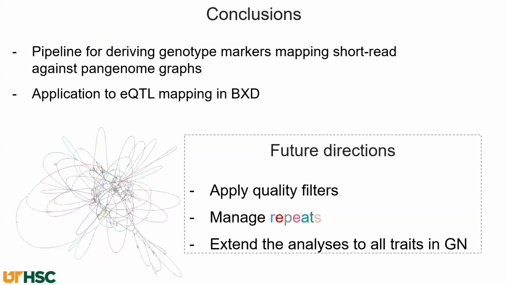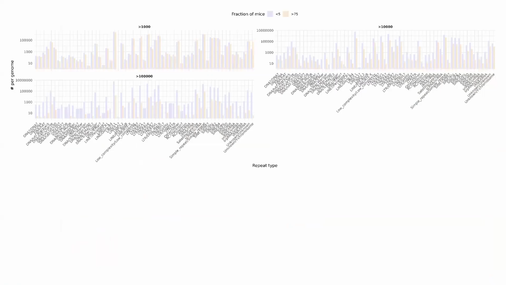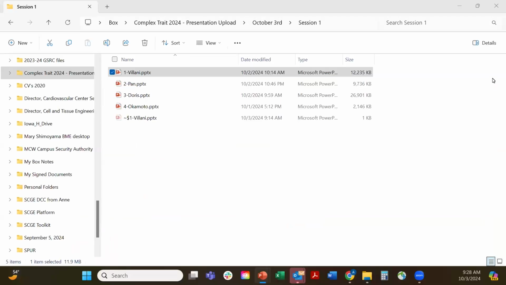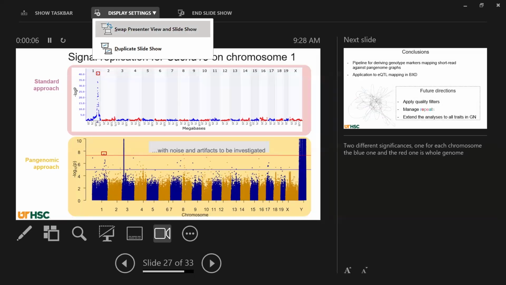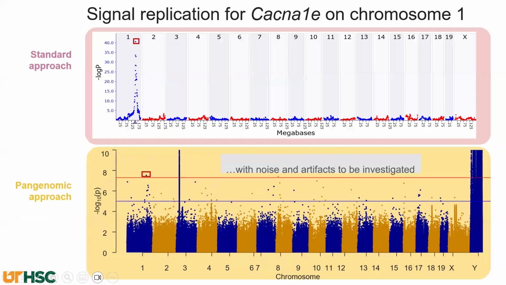And the second thing is that we are finding, on chromosome 3 and chromosome Y, you can see that there are stronger peaks. The other thing is that repeats affect our results, because you can see here on chromosome 3 and on chromosome Y there are strange peaks, and they are due to repeats.